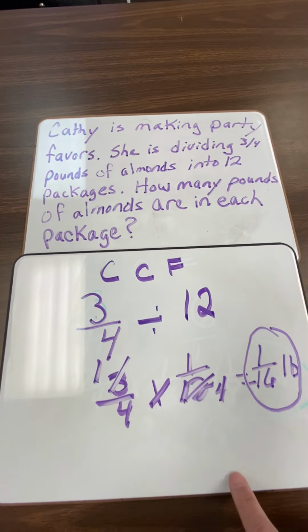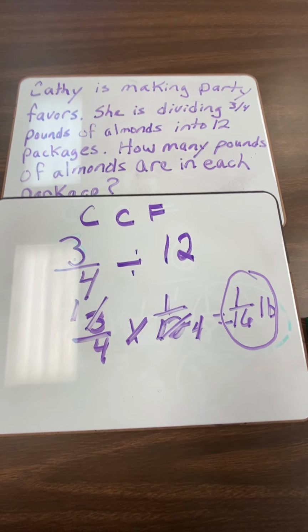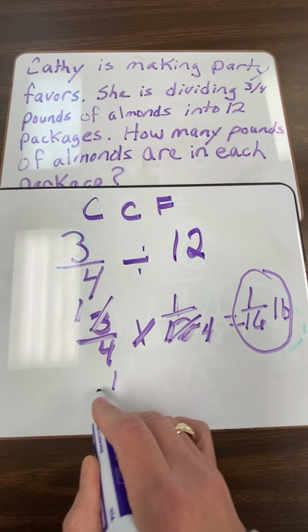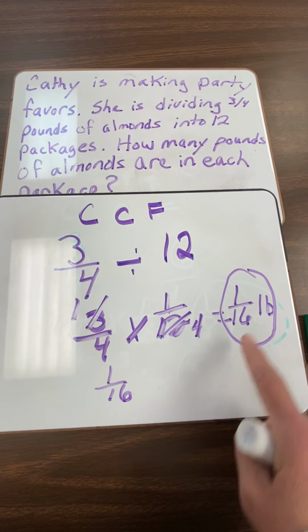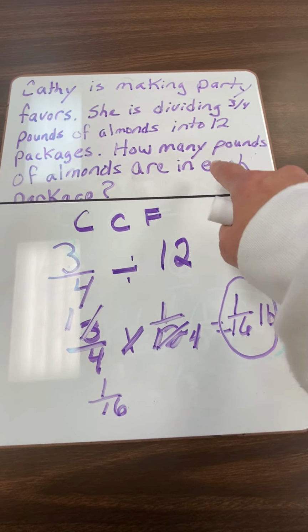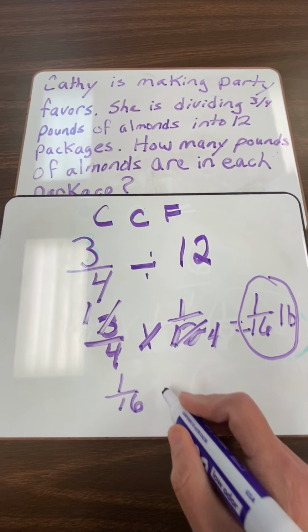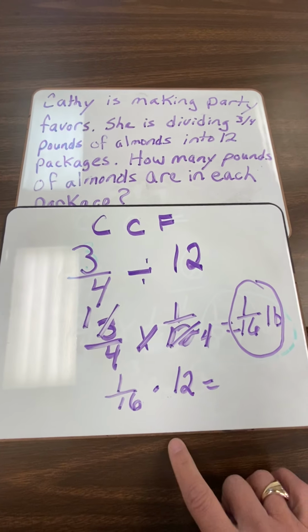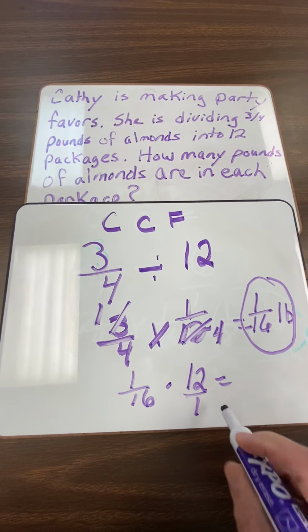Now, think back, how we want to check this, see if that's correct. If we take and multiply the 1/16, that's what's in each package. How many packages did we have? 12. Times it by 12. And if we get 3/4, we're correct. So we put that over 1.